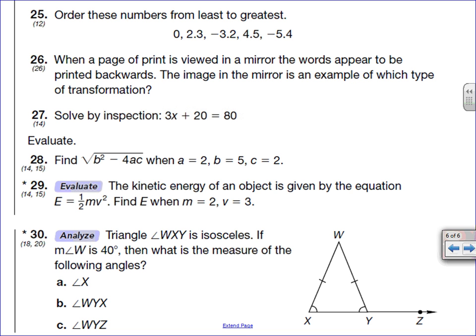Order these numbers from least to greatest. Well, the most negative one is negative 5.4. And the next negative one is negative 3.2. Then we have 0. And then the next most positive one is 2.3. And then the last one was 4.5.